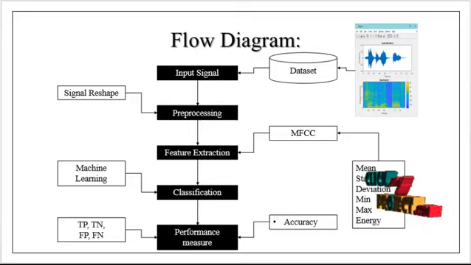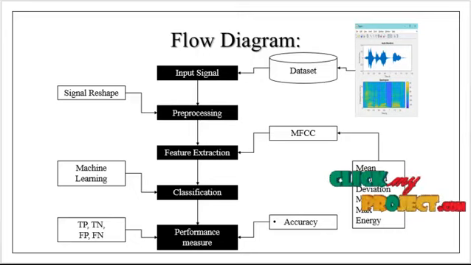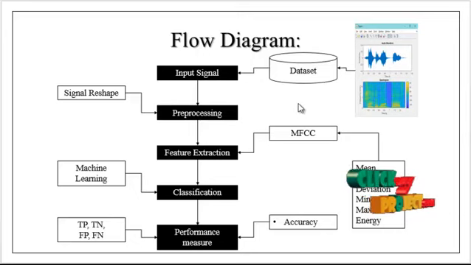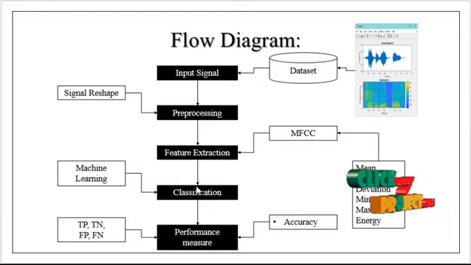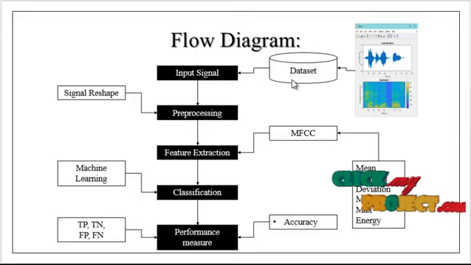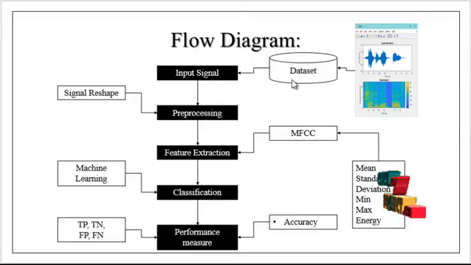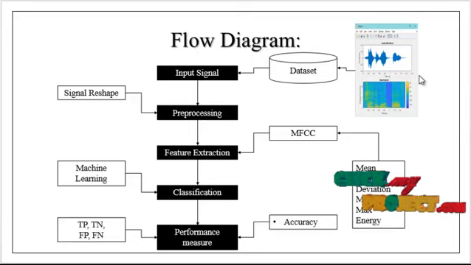Now we are going to discuss the flow diagram of the process. This is the overall working flow of this project. This project consists of the following steps: input signal, pre-processing, feature extraction, classification and finally performance estimation. These are the 5 steps involved in this project. At first, the input signal is taken from the dataset. The dataset consists of various kinds of signals having various kinds of emotions like happy, angry, sad, disgusted, whatever it is.